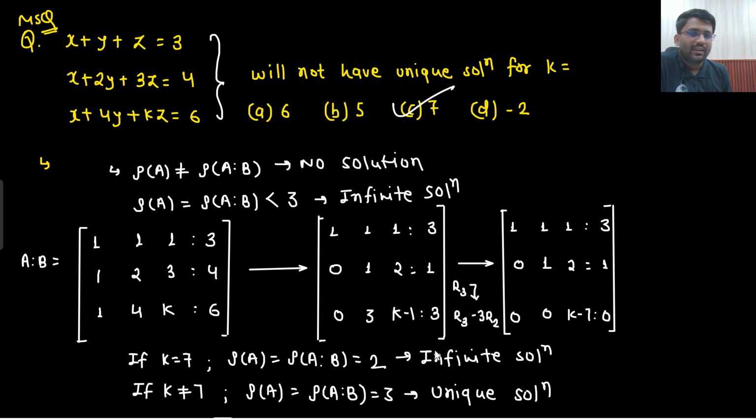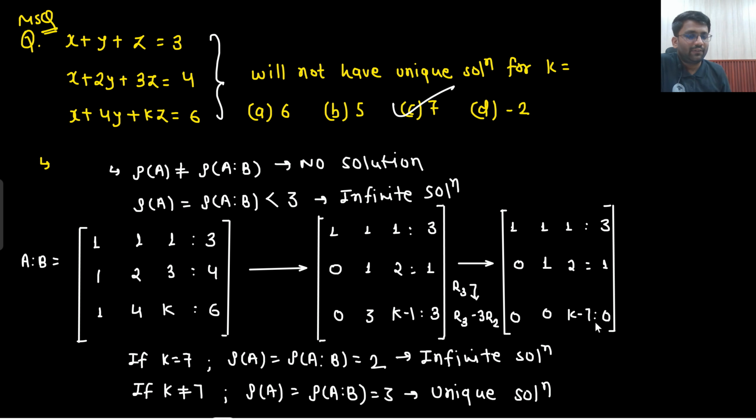What was this question? In this question, you wanted to find the value of K for not having a unique solution. Not having a unique solution means there could be the condition of no solution and infinite solutions. So when we calculated the row echelon form, we got to know that we can never get the condition of no solution.